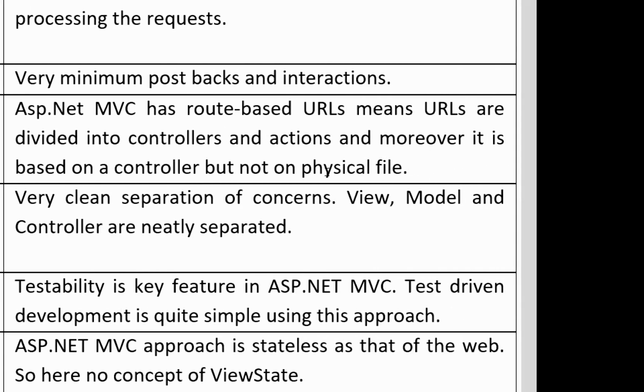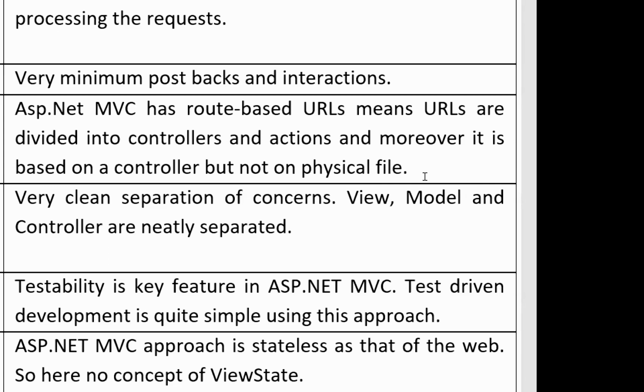MVC has route-based URLs, which means URLs are divided into controllers and actions. I don't tell the address of the file in my address bar at all. I only send a request to a controller action method. The recognition of the address of the page is done by the action method. Where is it present? Which folder you stored it in? All those things are not known to users. But when you come to a Web Forms application, all the path will be present in the address bar. Which folder? All that information can be seen in the address bar, but you cannot see that in the MVC architecture.